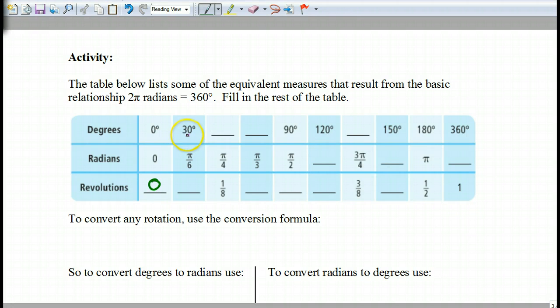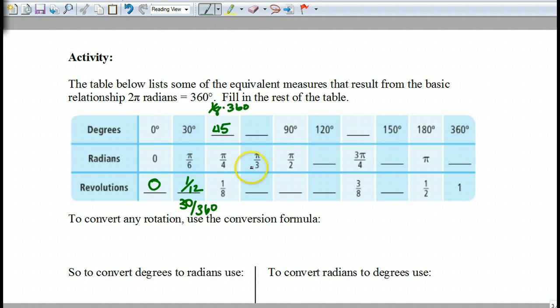Okay, so if I went 30 degrees, 30 over 360 is how much? 1/12. 30 over 360 is how I found this. Sorry. Okay, 1/8. 1/8 times 360 is what? 45, and that's what goes here.